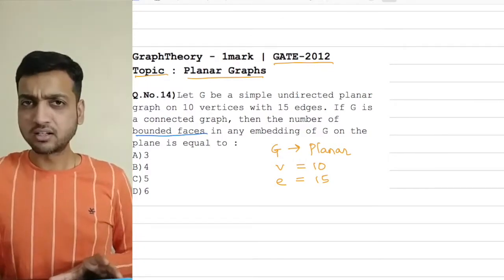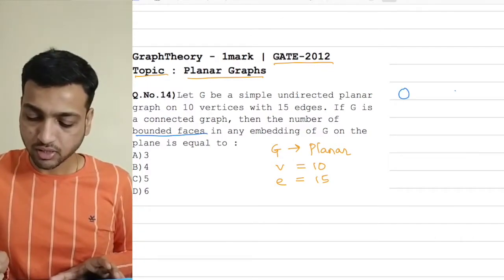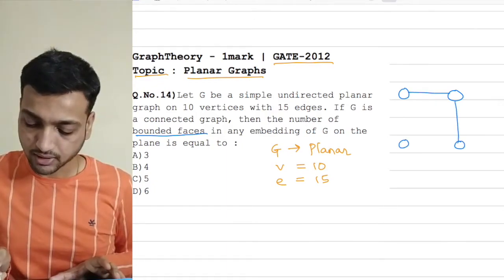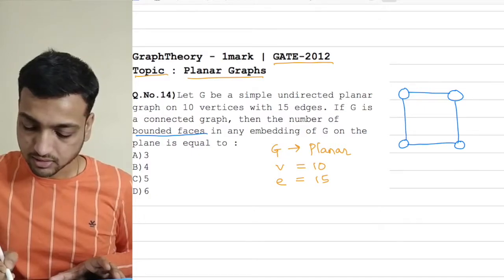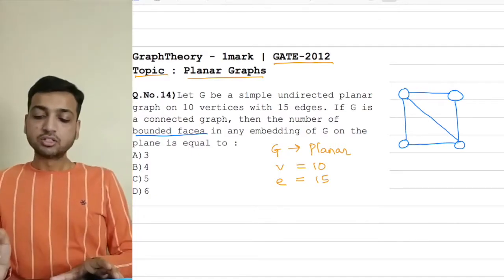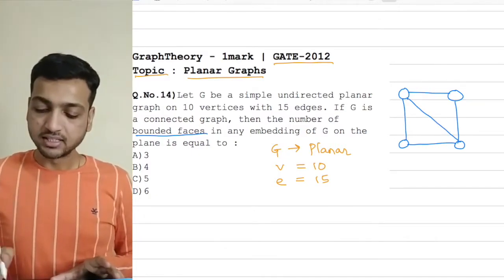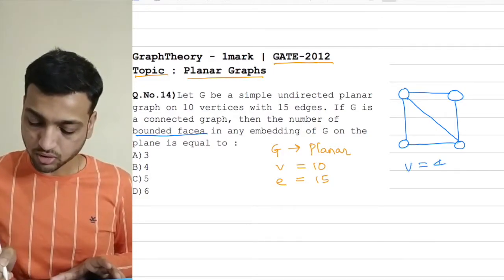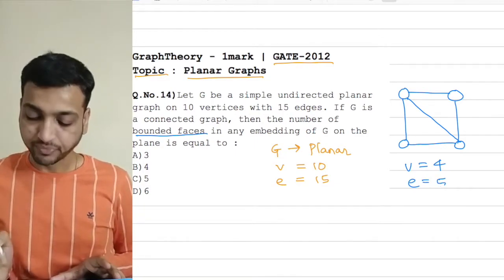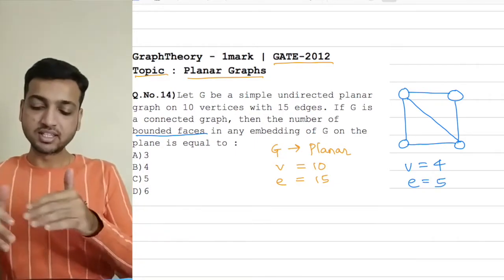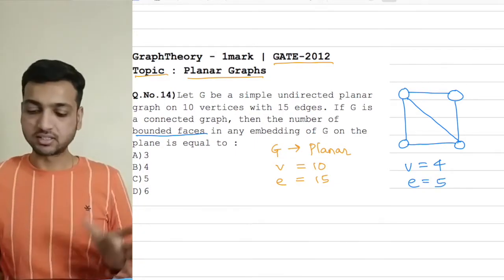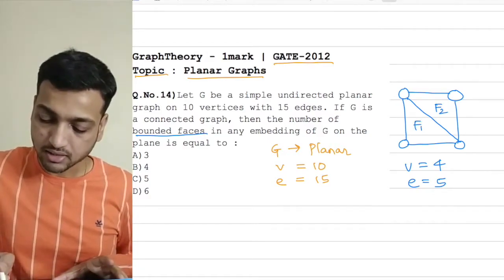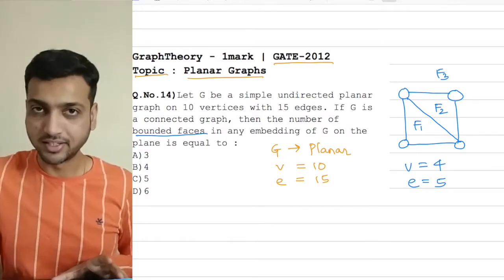Okay, so let's consider a random planar graph. I'll just draw a random planar graph here with 4 vertices. Let me connect it like this. Okay, so as we can see, this graph, let me write the number of vertices. The number of vertices is 4. The number of edges is equal to 5. So as you can see, this graph divides the plane into 3 faces. This is my face 1, this is my face 2, and this is my face 3.